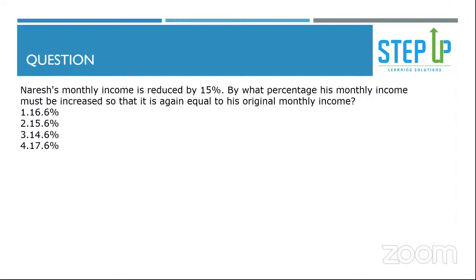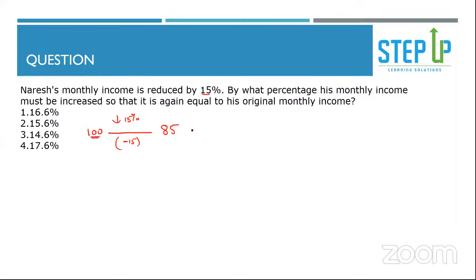Okay, how about this? Do we know Naresh's monthly income in the beginning? No problem, Ayan. Naresh's monthly income is reduced by 15%. We don't know his earlier income, but let's say earlier it was 100. Now it is reduced by 15%, so minus 15, it will become 85. By what percentage must his monthly income be increased so that it is again equal to his original monthly income?